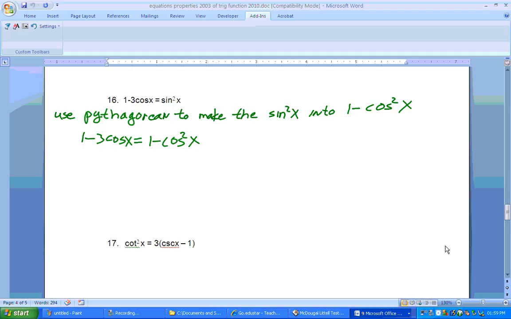If I solve this one, it's a quadratic, so I want everything to equal 0. So cosine, because the unknown has something that's to the second power, to the first power, and then something that has no x's at all. The ones drop out.